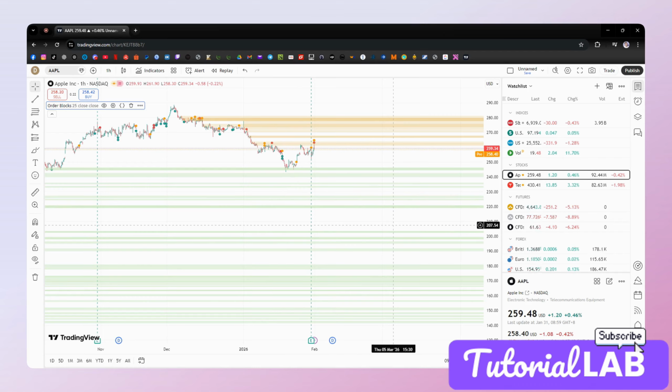When we combine order blocks with proper market structure and risk management, they can help us find high probability zones. Remember, this is a tool, not a signal by itself, so always use it with structure and confirmation.